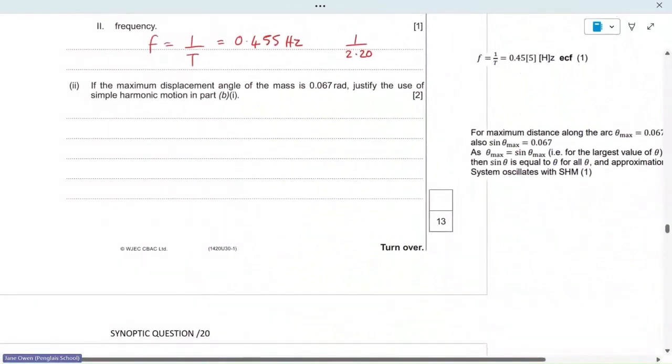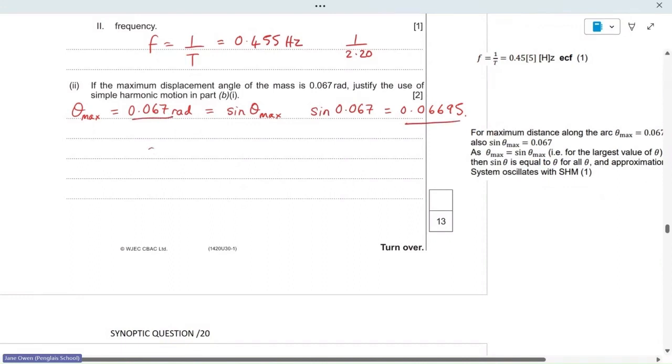Now, lastly, before I stop, if the maximum displacement angle is 0.067 radians, justify the use of simple harmonic motion in part B, part 1. So what we're saying is that theta max is 0.067 radians, and that is equal to sine theta max. If we actually do sine of 0.067 using our radians function on the calculator, we get 0.06695. Sure enough, it's very similar.